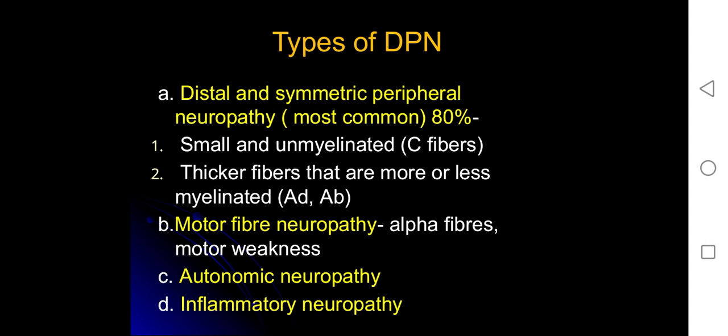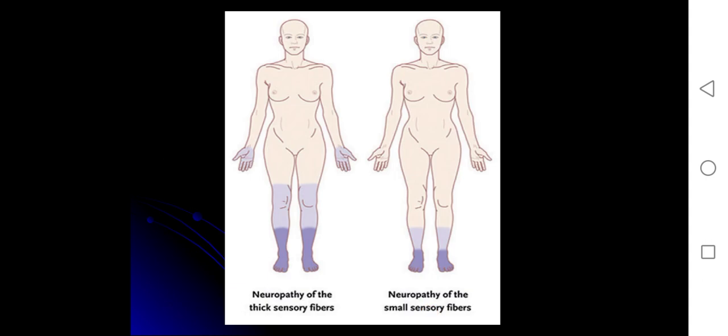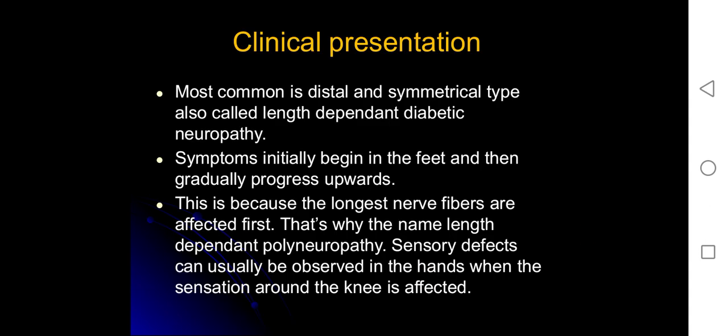Autonomic neuropathy, inflammatory neuropathy. So this is the picture showing neuropathy of thicker sensory fibers and neuropathy of small sensory fibers. So glove and stocking type of neuropathy. Then clinical presentation, the most common is distal and symmetric type, also called length dependent diabetic neuropathy.